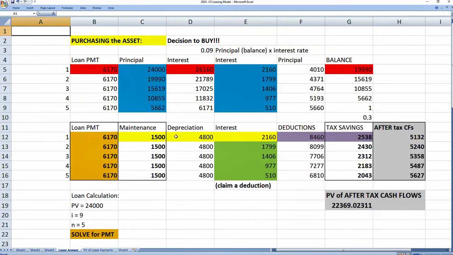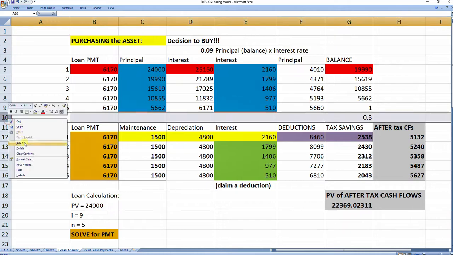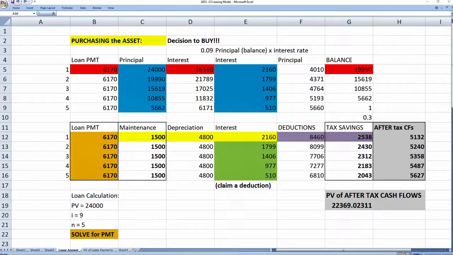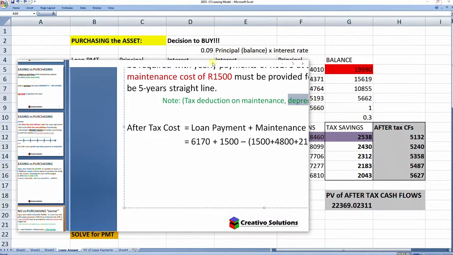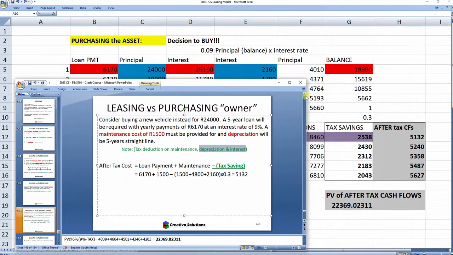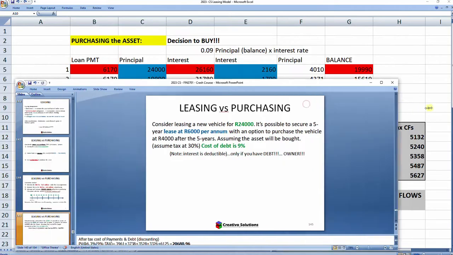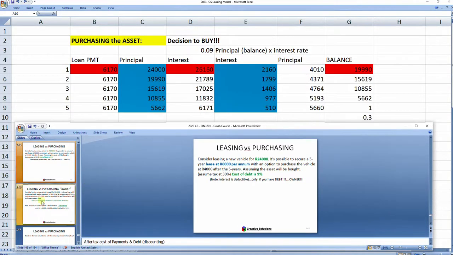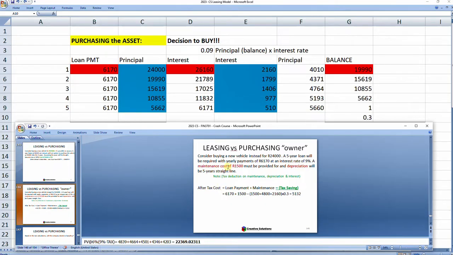Let's go back. Ignore the second half for now. Don't look at the next half. Just hide the bottom bits. Just look at the top bit for now. When you're looking at leasing versus buying, when you're looking at the decision to buy, this is the first thing that you need to draw up. This is a normal one.